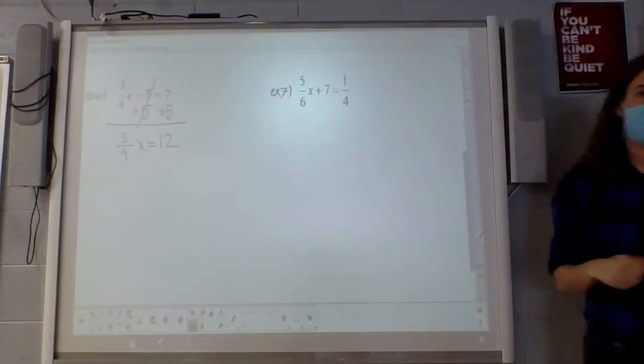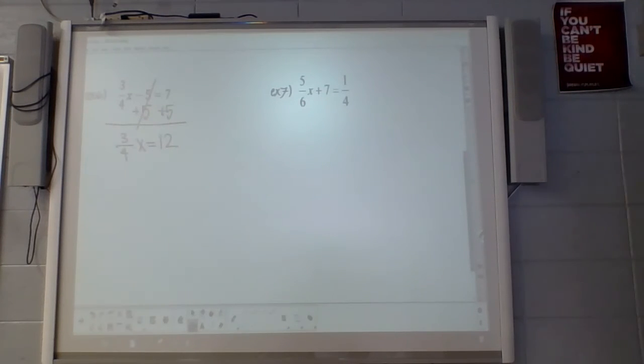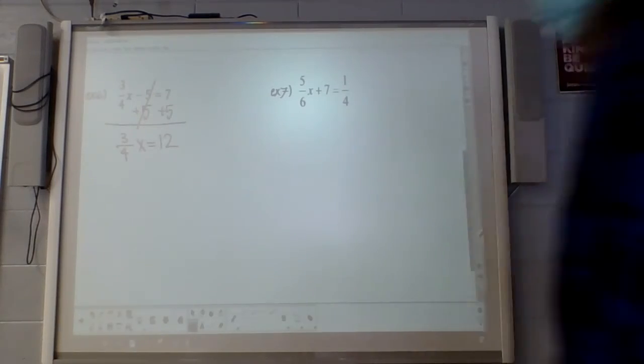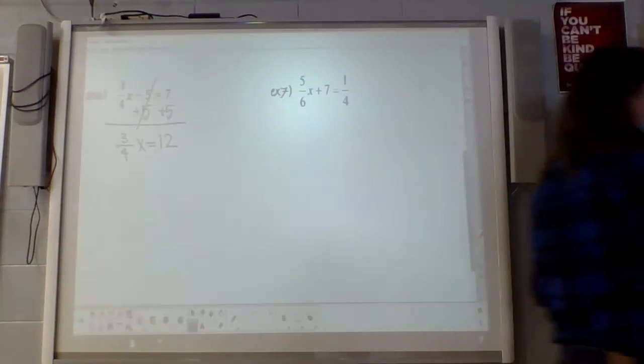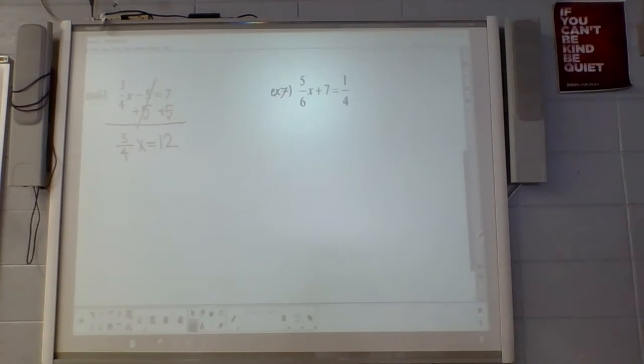So now I want to get rid of that 3/4. There's a couple of different ways to go about this. Anyone have a guess or an attempt on what they want to try to do? Make sure we write our problem. So 3/4 x minus 5 equals 7. There's a couple of different ways you can go about it.